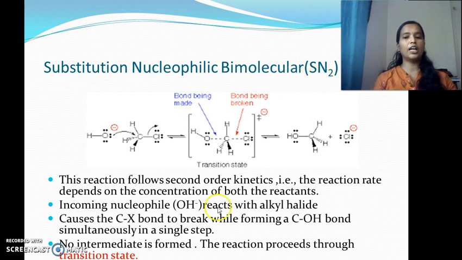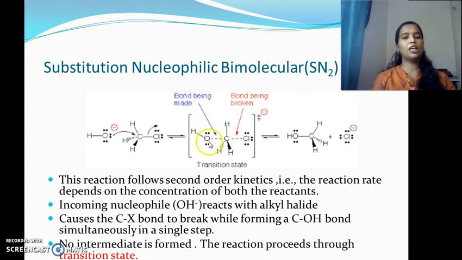Bimolecular means the reaction rate depends upon the concentration of both the reactants, the nucleophile as well as the alkyl halide. So now what happens in the reaction? In the reaction, as the nucleophile attacks the alkyl halide, the nucleophile here is the OH. OH will partially form a bond with carbon. It is shown by dotted lines. So it's only partially formed.